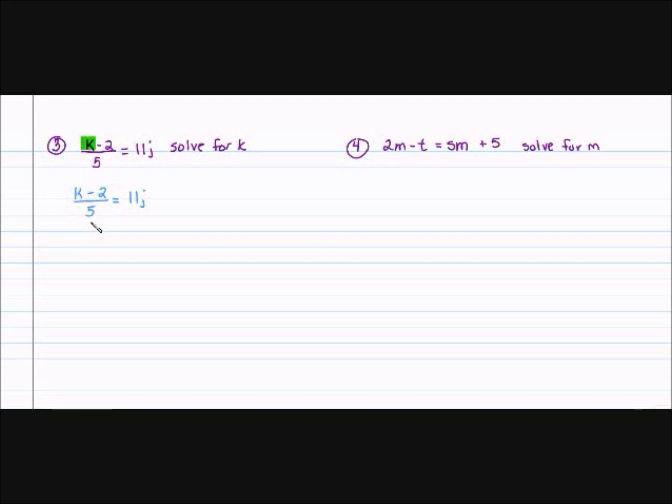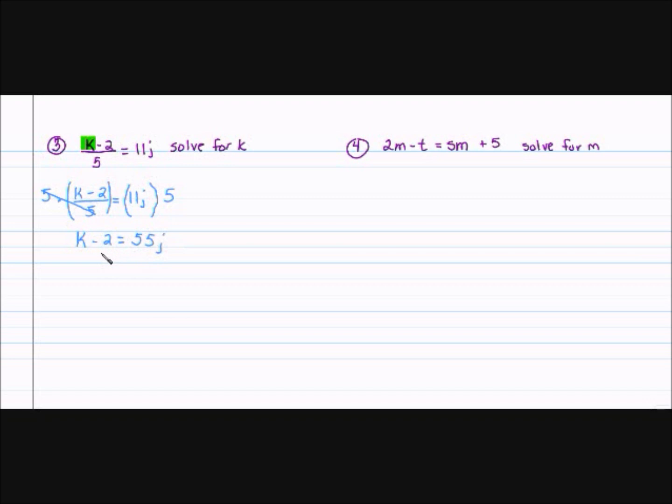I need to get rid of my fraction. The only way I can get rid of my fraction is to multiply both sides. See, the K minus 2 divided by 5, the opposite of division is multiplication. That makes a 1, kind of a slanted 1, but it equals 1. 5 over 5 equals 1, leaving me with K minus 2 equals 11 times 5 is 55j.